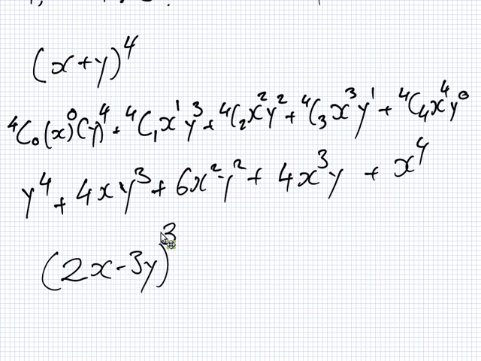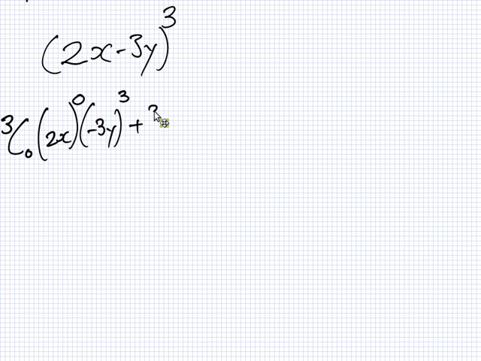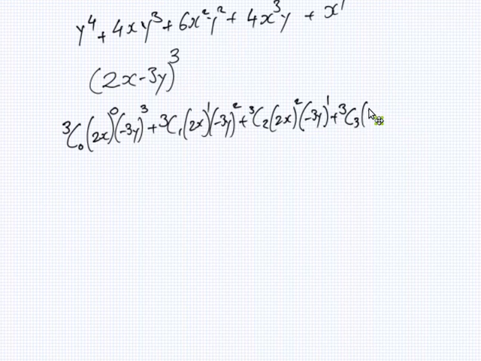So, here we should have 3C0, 2x. Do people care if they start at 0 or 3 here? We prefer 0, okay. Minus 3y to the power 3 plus 3C1 2x to the 1 minus 3y squared plus 3C2 2x squared minus 3y. No, hang on, something went wrong here. Oh, yeah, 1. Sorry. Plus 3C3. I write too big. 2x cubed y to the 0. Minus 3y.